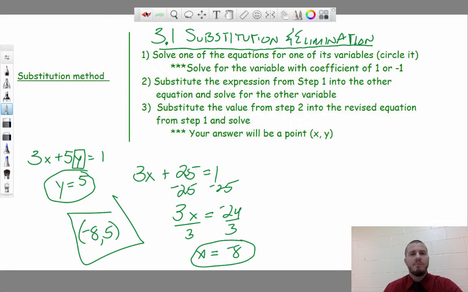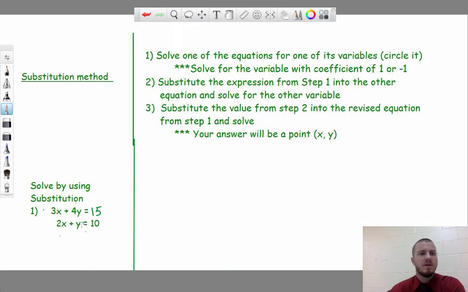Okay, let me get to the first example here. In this first example, it's a little bit different. There's not just something that's y equals a constant. You have to follow these steps. So the first one we're going to do is solve one of the equations for one of its variables. I gave you a hint here. Solve the variable with a coefficient of 1 or negative 1. So you have 4 variables here. You're solving for the one that has a coefficient of 1 or negative 1.